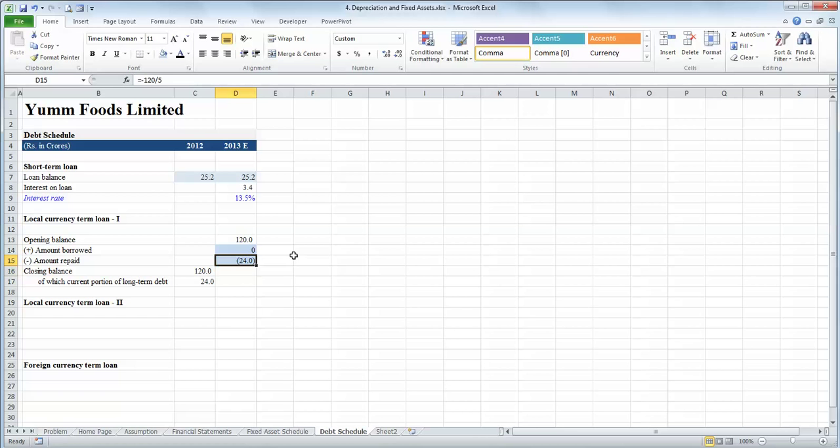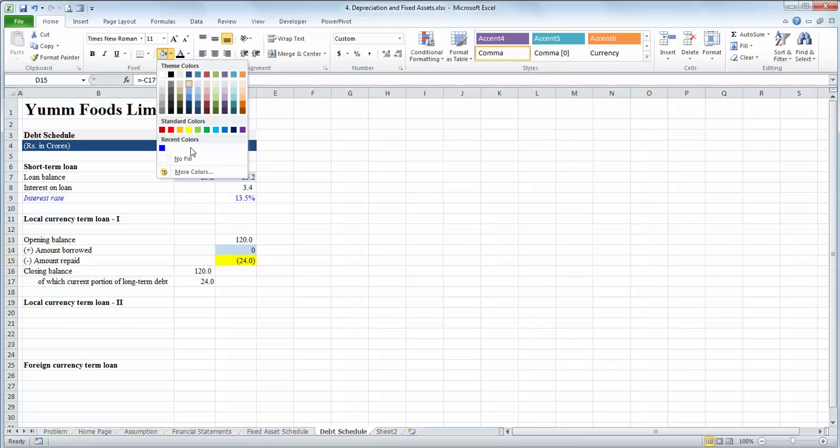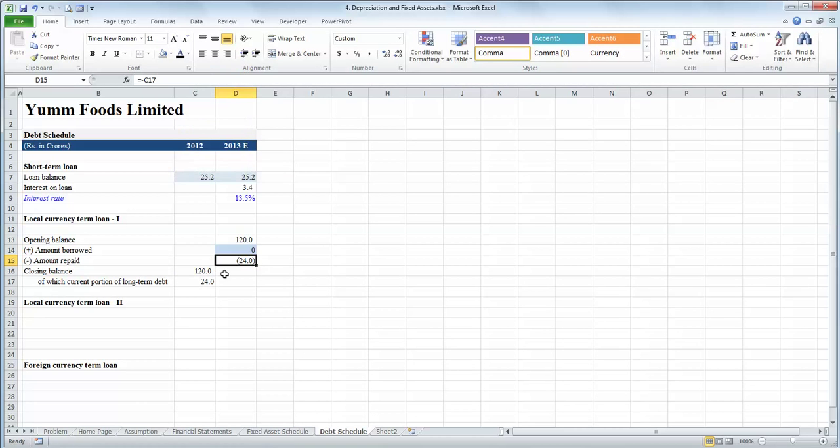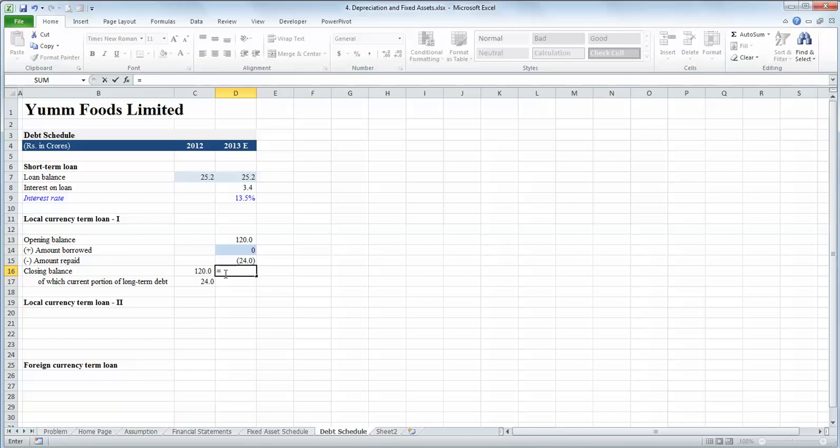Or the other way to look at it is, the amount that has to be repaid over a period of 1 year is going to be what is classified as current portion of long-term debt in the previous year. So we may as well link it to the current portion of long-term debt in the previous year, in which case the amount is not an assumption, so we'll remove that. So closing balance is going to be opening balance plus amount borrowed less repayment.